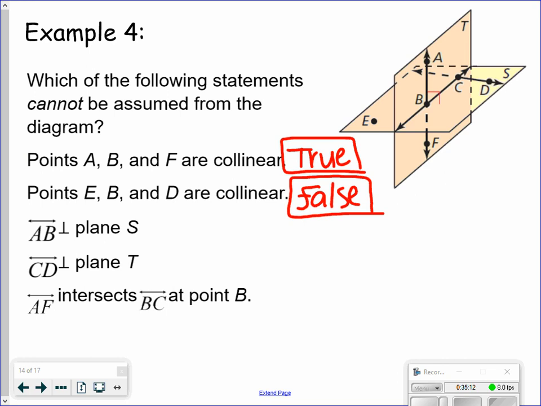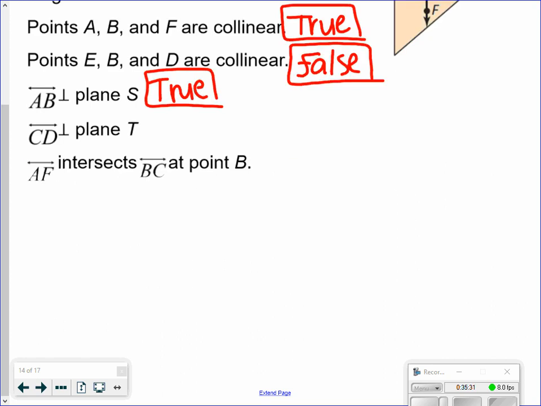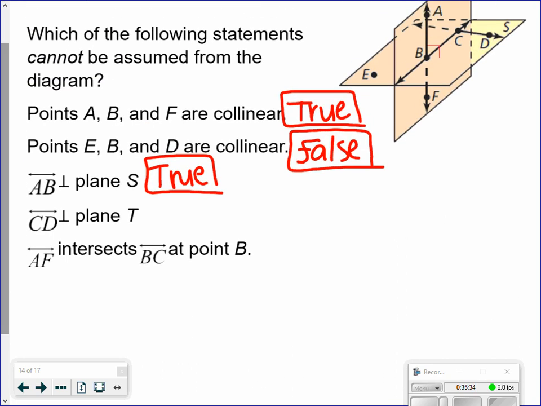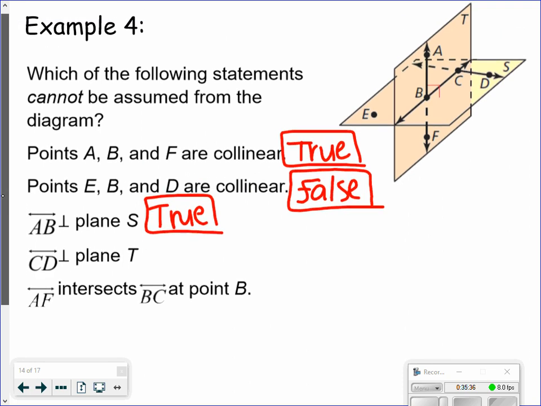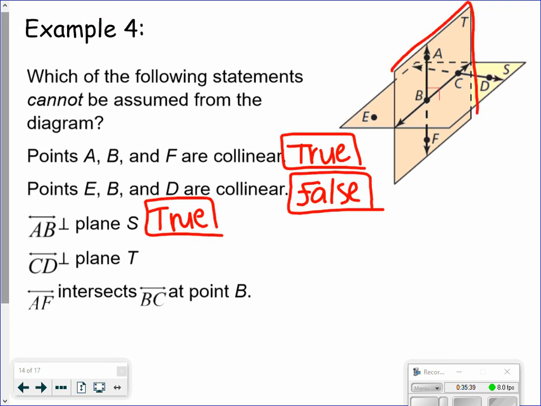AB is perpendicular to plane S. Well, I better see that little box in order to show something's perpendicular. AB is perpendicular to S. It has that box there. So yes, that is a true statement. CD is perpendicular to plane T. Oops. Well, plane T, cut it off again. Plane T is this one right here. And it says CD is perpendicular to that. I do not see a box there, so you cannot assume that.